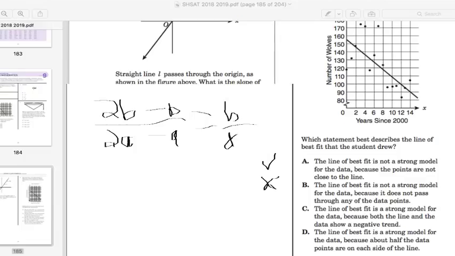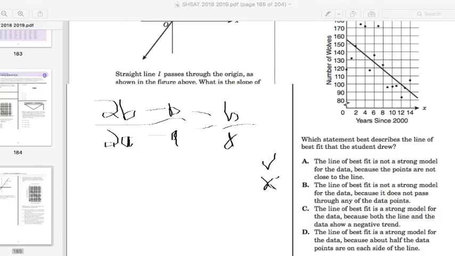Okay, C. The line of best fit is a strong model for the data because both the line and the data show a negative trend. Now, that's what was my analysis when I first looked at the table. I noticed that the wolf population was diminishing. And the fact that the best fit line also does that, it's just following that same trend.